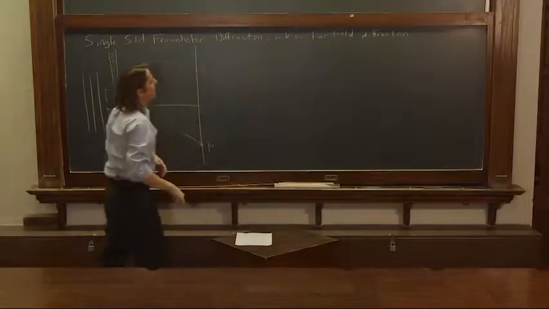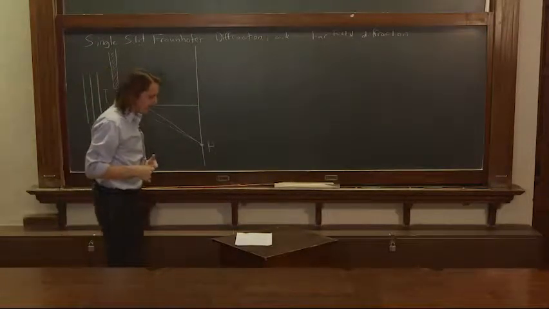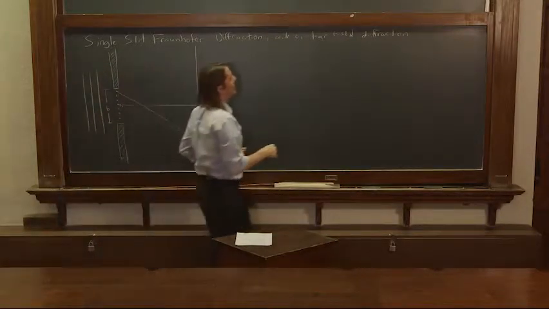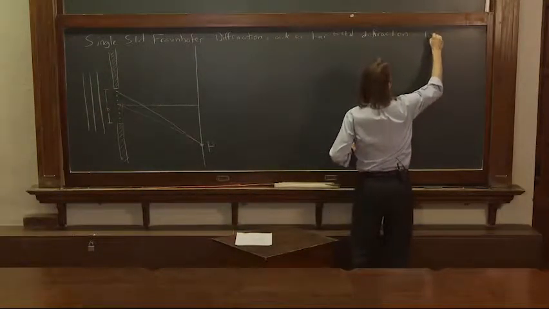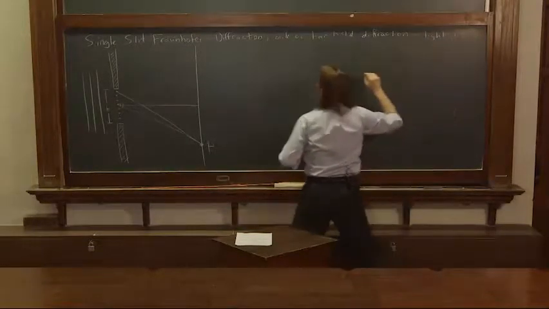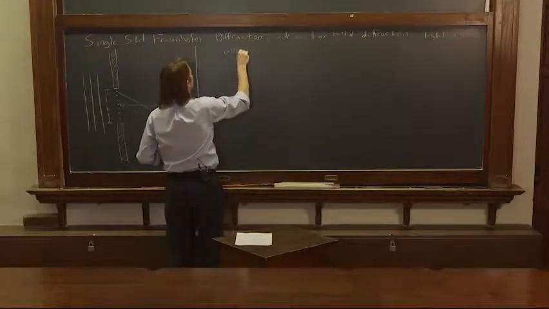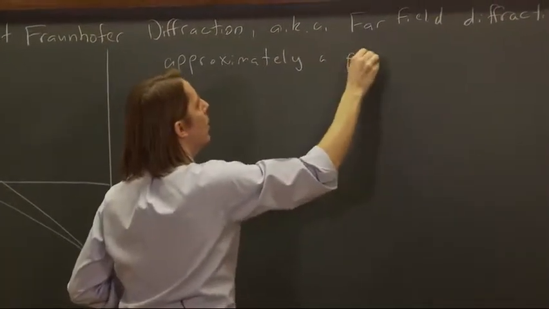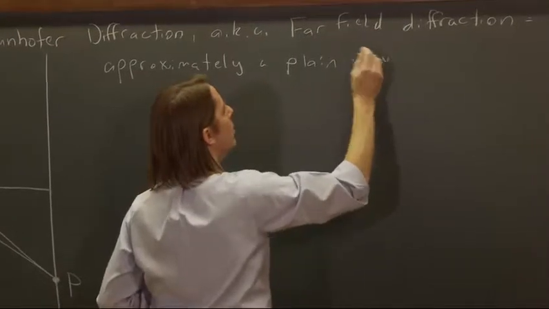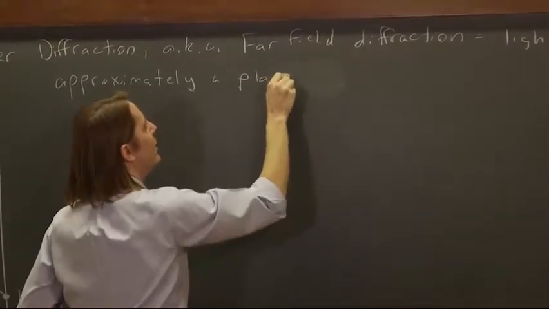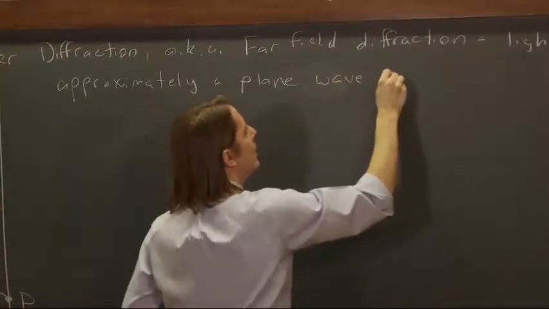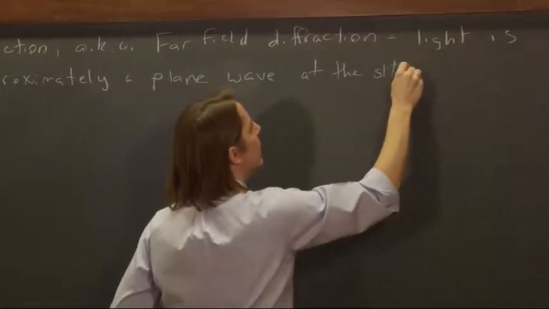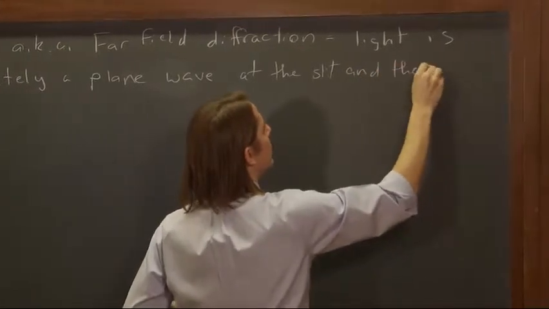By far field, that has a technical meaning in terms of equations, but what it really means is that the light is approximately a plane wave, it's not a wave on the plane, it's a plane wave, at the slit and the screen.